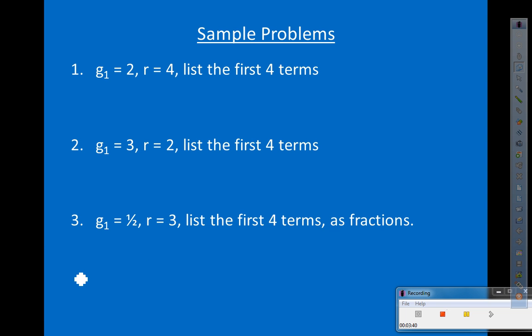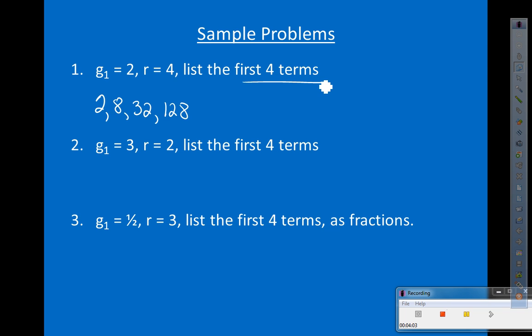We did this when we did arithmetic. I'm going to tell you that G sub 1 is 2 and R is 4. What does that mean? That means my first term is 2. For you to get the rest of my terms, I need you to multiply by 4. 2 times 4 is 8. 8 times 4 is 32. 32 times 4 is 128. I listed the first 4 terms.